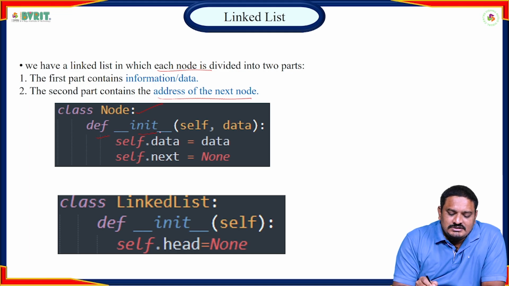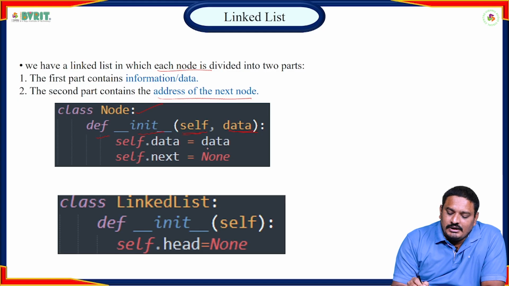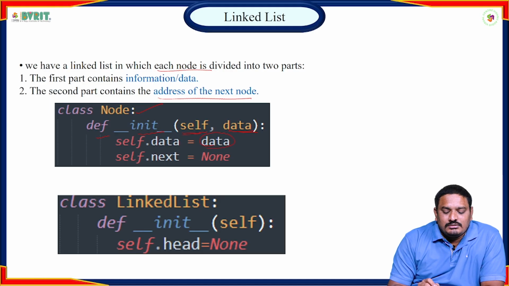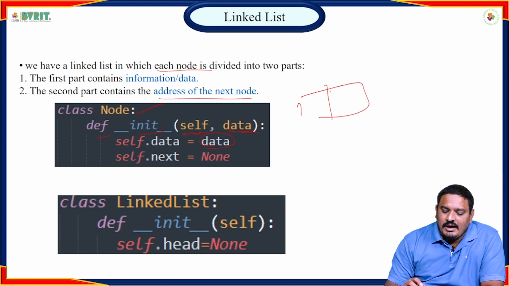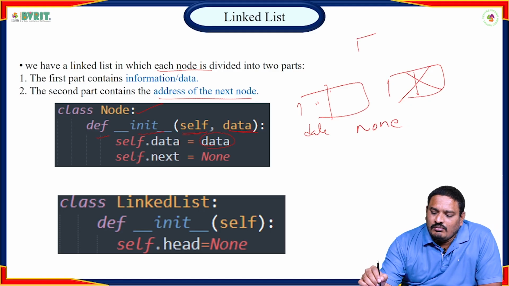Here we define the initialization function, def __init__. In that, the parameters we are representing are self, data. Self.data equals data, that is the link. First we are defining the node having the data. For the next node, there is no next node, so we are representing it as None. The linked list has one node.